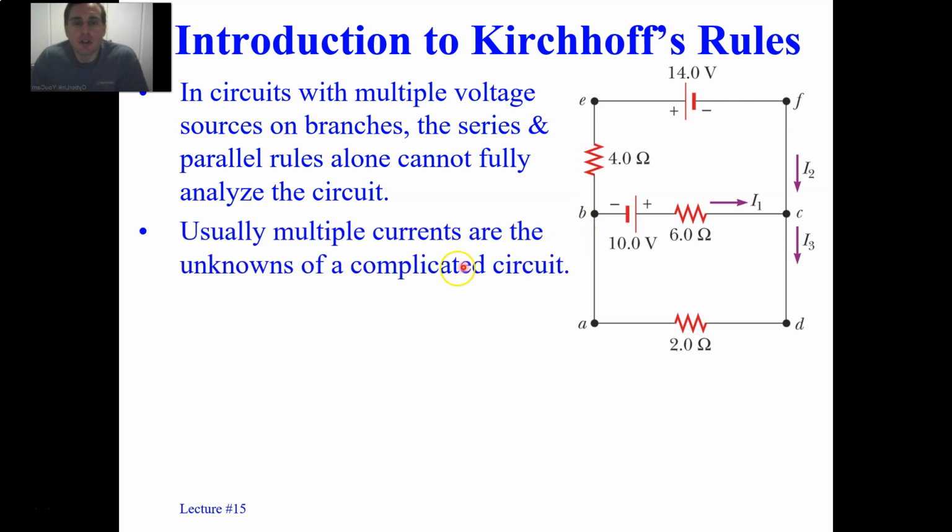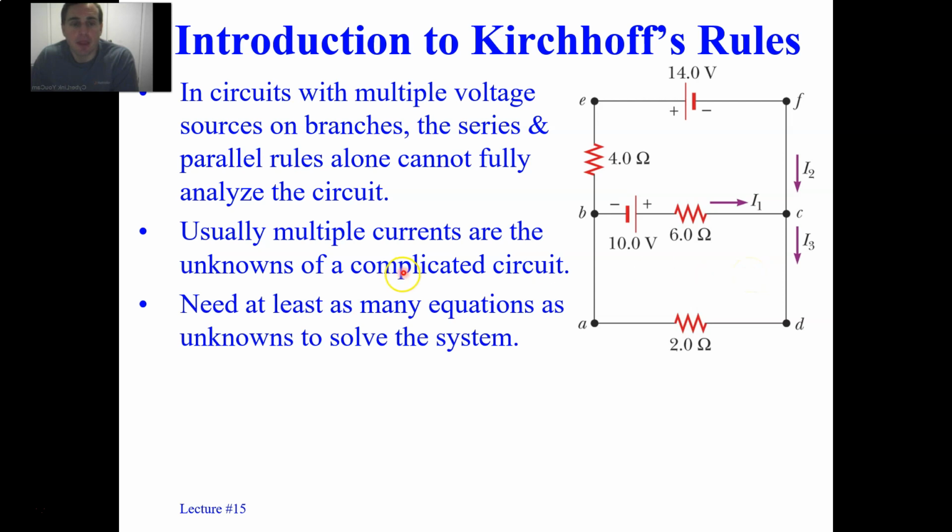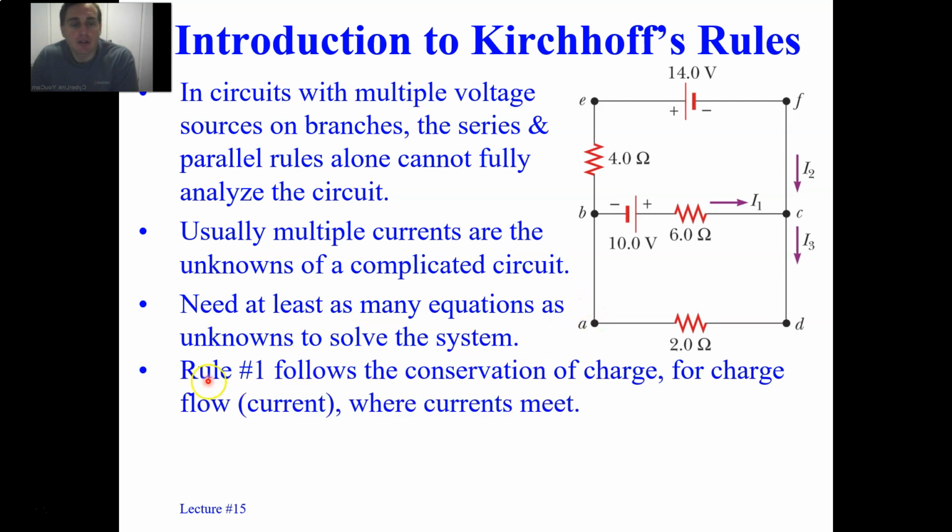So, usually multiple currents are the unknowns of a complicated circuit. Usually we know the EMF sources or the batteries and their internal resistances, we can estimate those. And usually we know the load resistors, but we don't know the currents, and we can actually predict them. We need at least as many equations as unknowns to solve that system, and it turns out Kirchhoff's rule number 1 follows the conservation of charge.